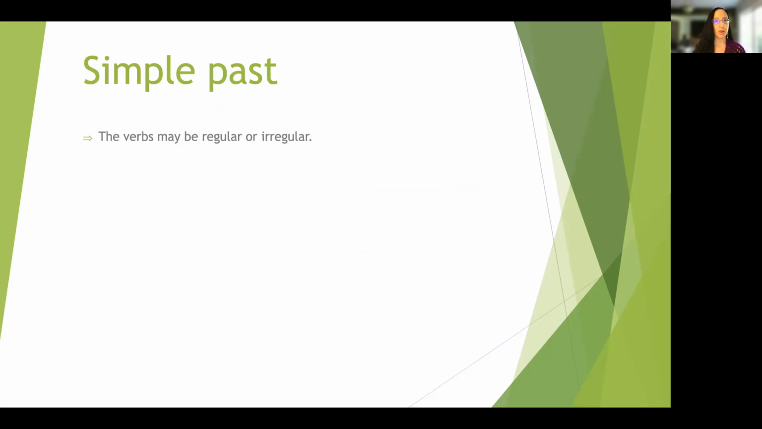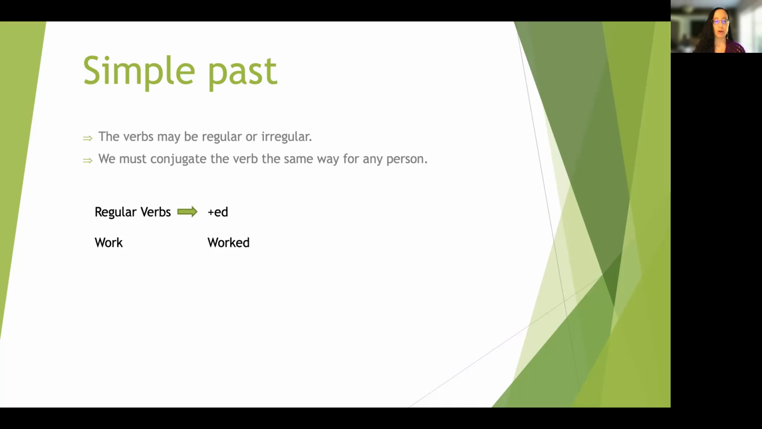The verbs may be regular or irregular. We must conjugate the verb the same way for any person. For example, you have your regular words, your verbs that end in ed. For example, work. What would be the simple past for the regular verb work? Worked. What would be the regular verb for live? Lived. Are you repeating after me?